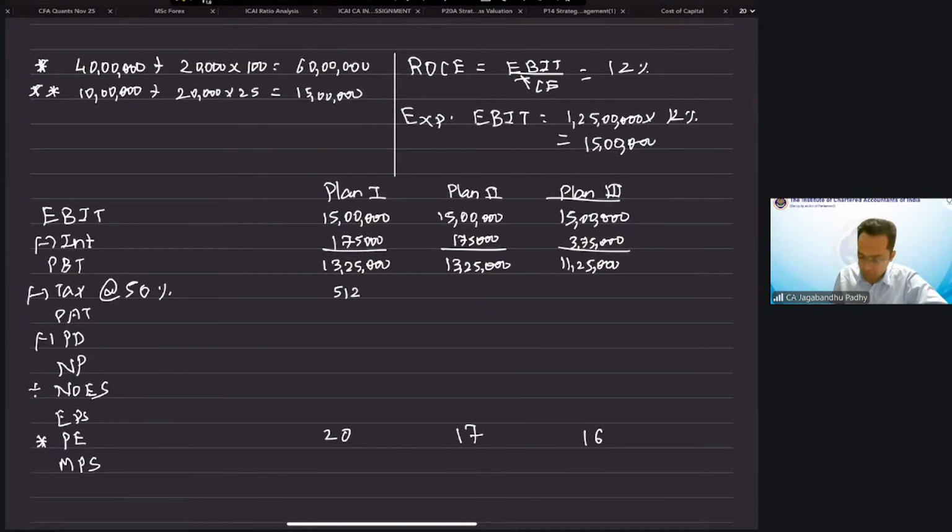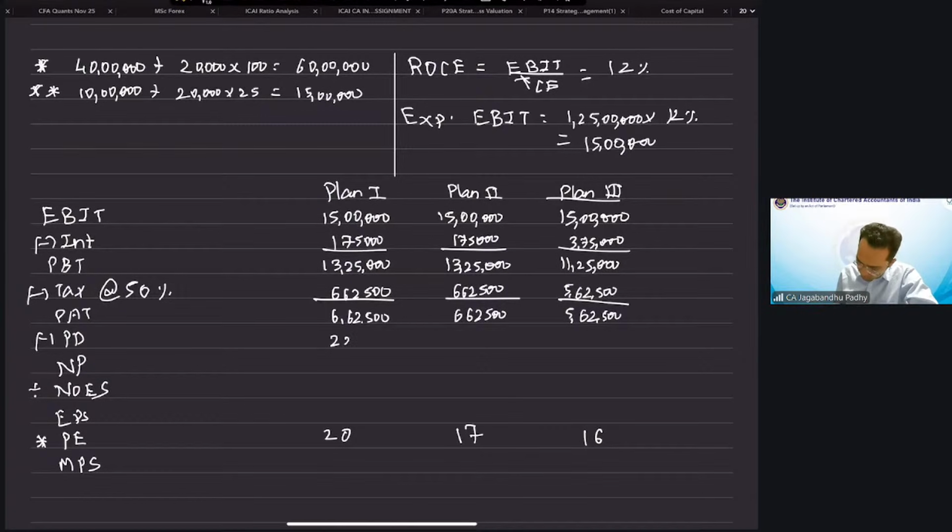Tax is 6,62,500 in the first plan, 6,62,500 in plan 2, and in plan 3 it is going to be 5,62,500. PAT is 6,62,500. Plan 2 again it is 6,62,500. This is 5,62,500. Preference dividend is 2,25,000.